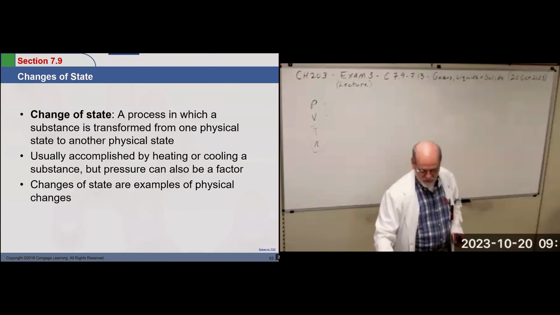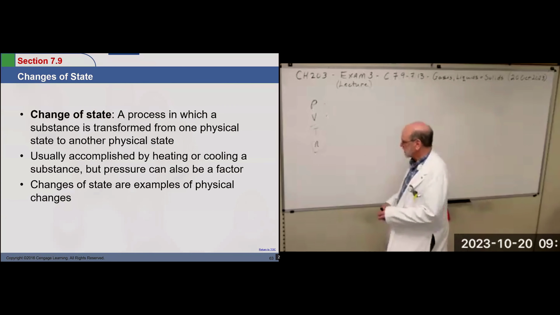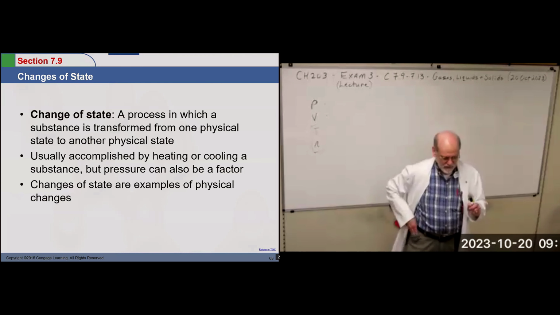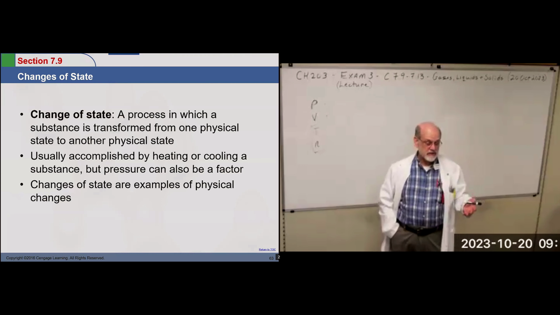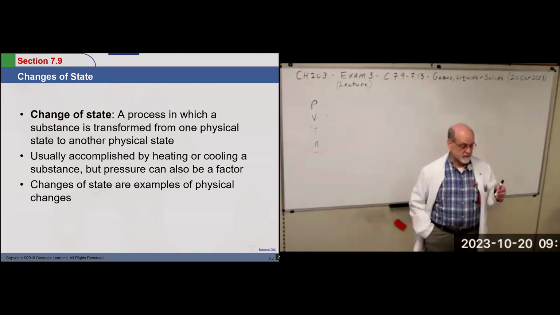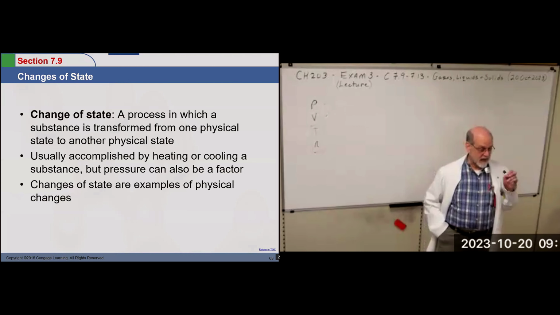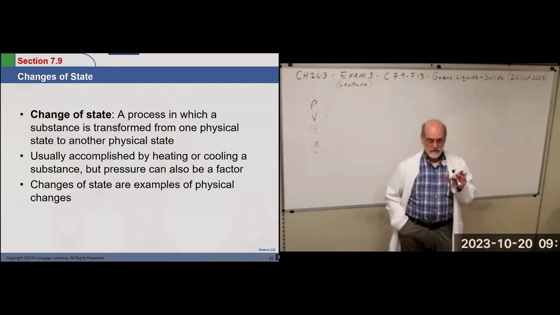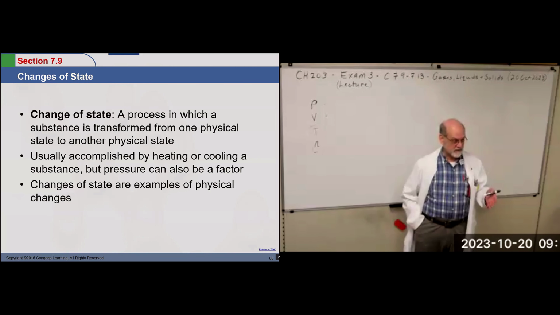All right. So now we're going to pick it up with changes of state. We have an intuition about the change of a state. It's a physical change. In other words, the identity of the substance does not change. It's not altered in this process.